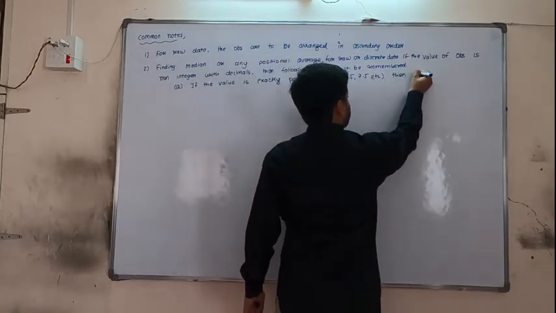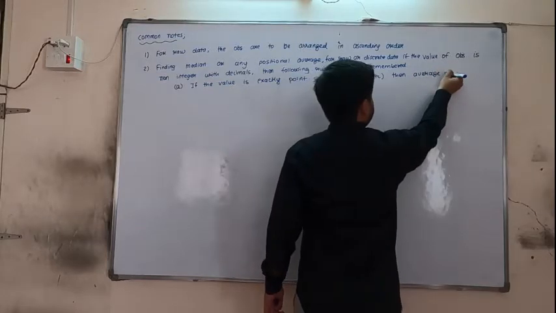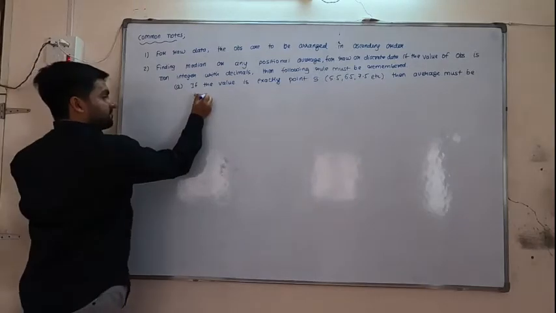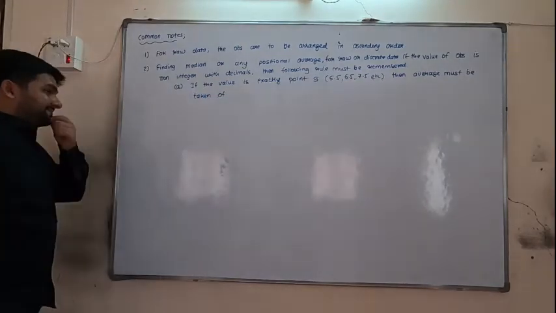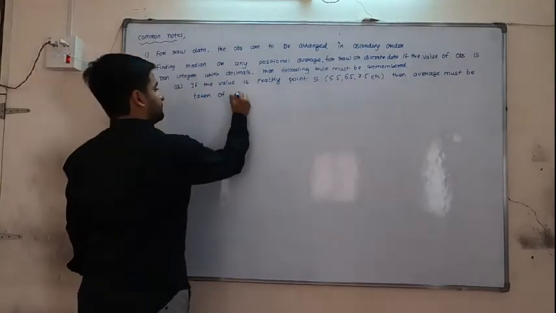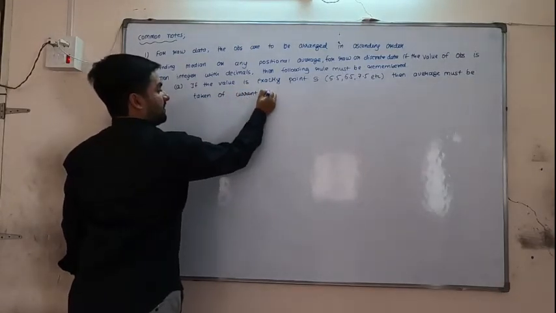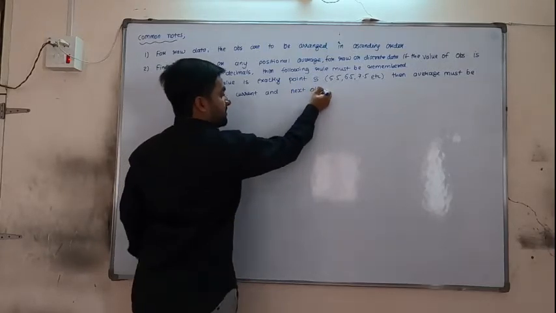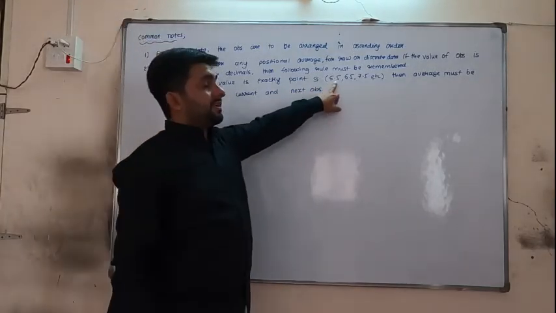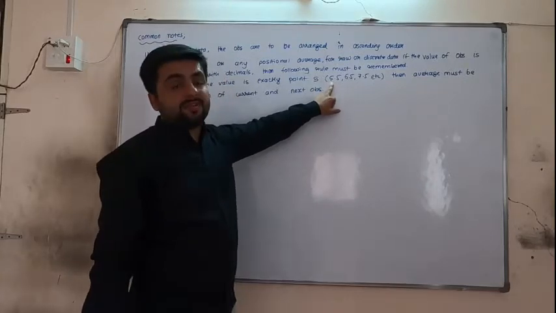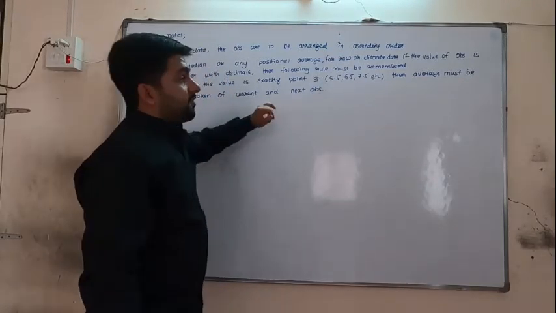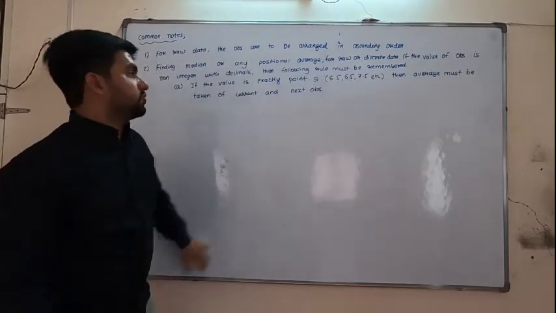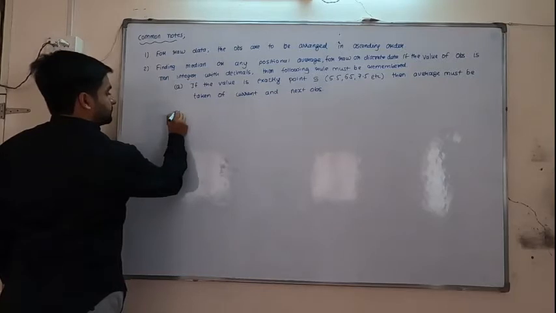then the average must be taken of the current and next observation. Current means, suppose you are getting 5.5, then 5 is the current observation and the next is the 6th observation. So what should you do for 5.5? The 5th observation plus the 6th observation upon 2.